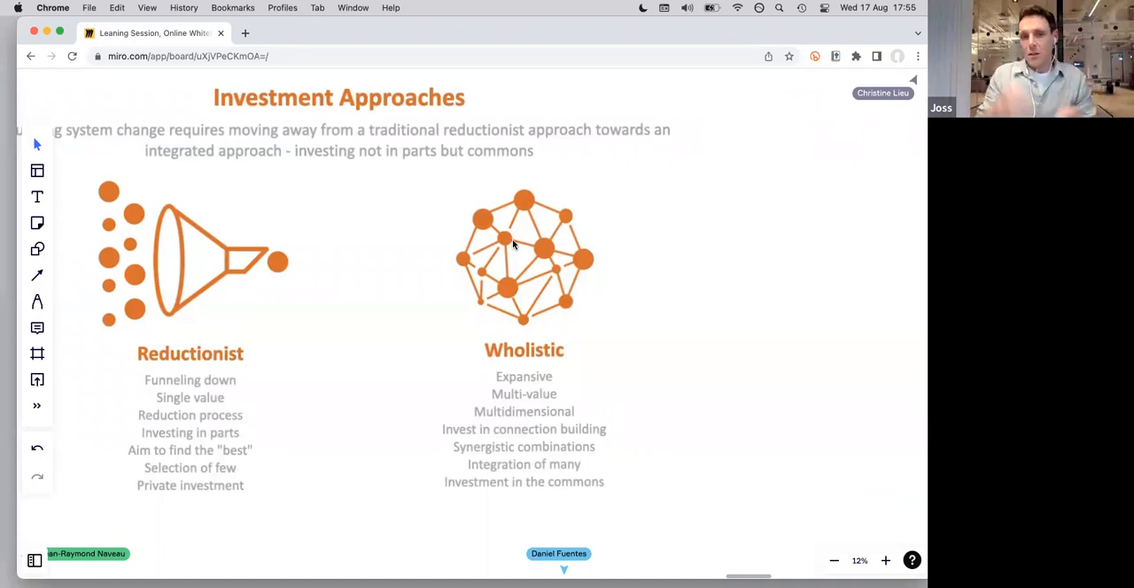And this is often expressed as what we call the portfolio approach, where we're looking at many different initiatives and how we may invest in those different initiatives and then coordinate and get synergies between them so that we can actually shift the system.